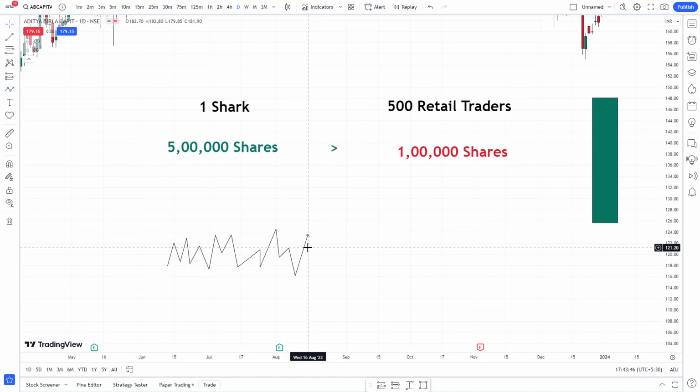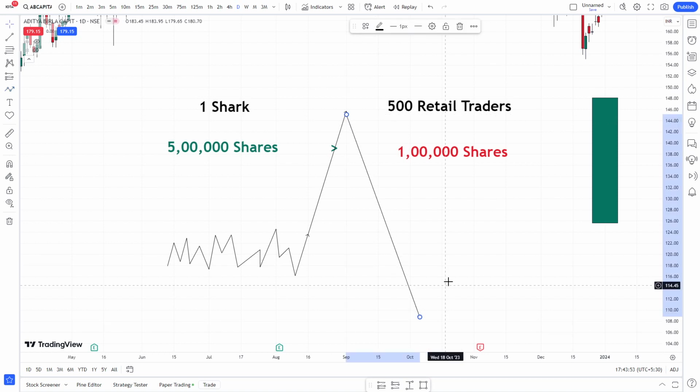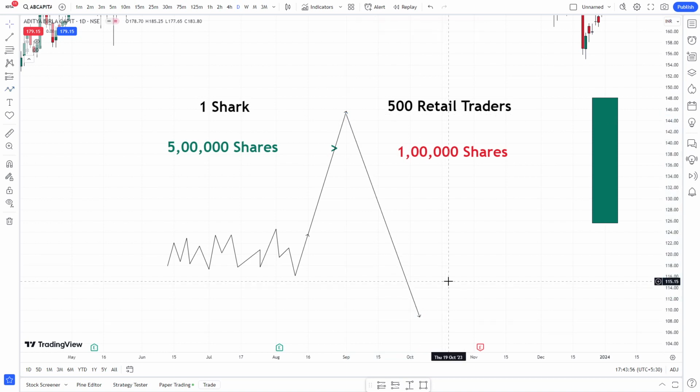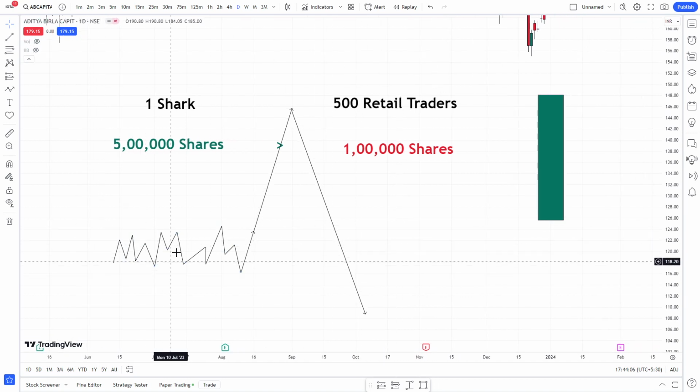As soon as we see the entry of a big shark, price starts moving like this or this. You will start seeing big movements in the market. But until they are present, there will be no big movement in the price. Okay, there is also one more situation where price goes sideways. We will understand that situation where sharks are accumulating or distributing their position. In those situations as well, price goes sideways, but we will understand that part later on.